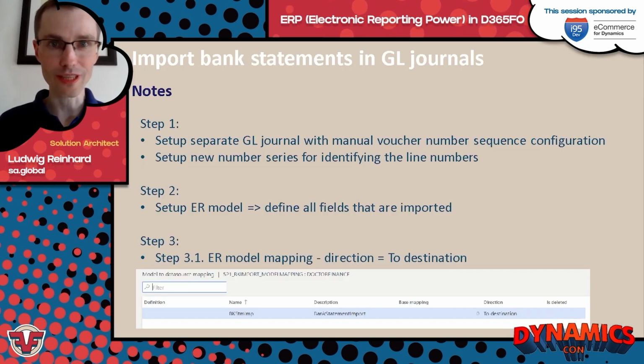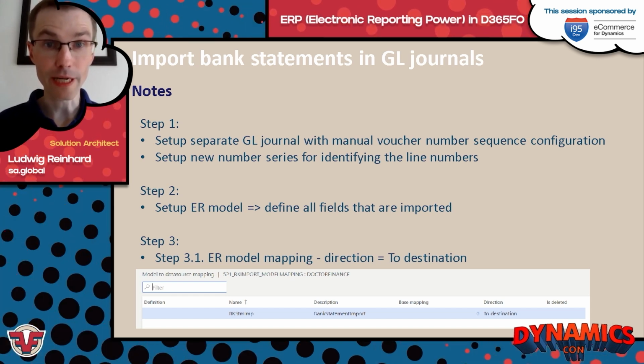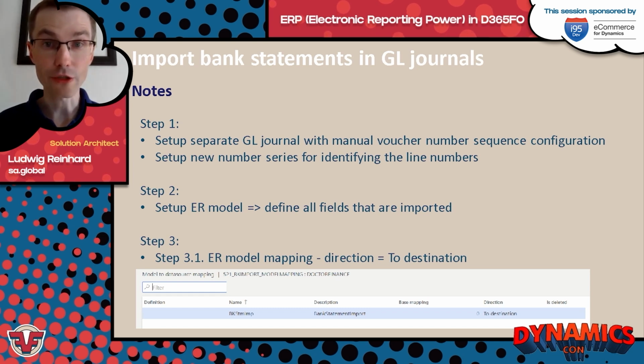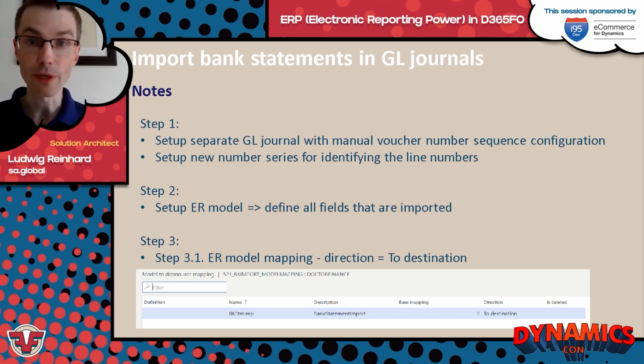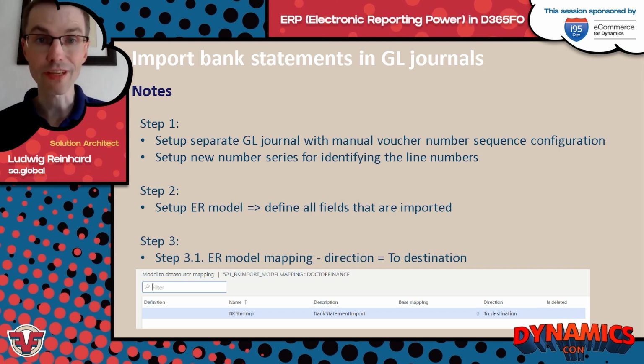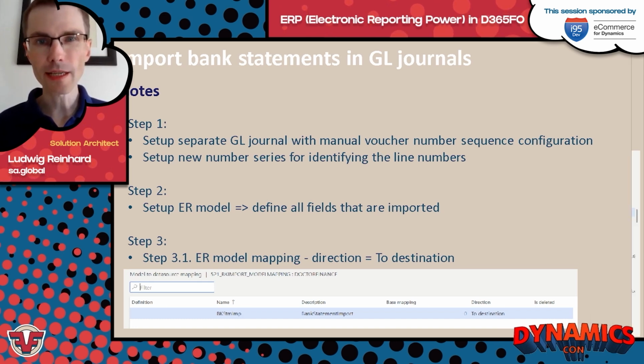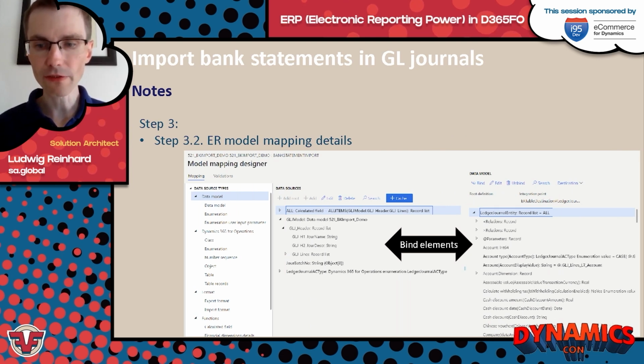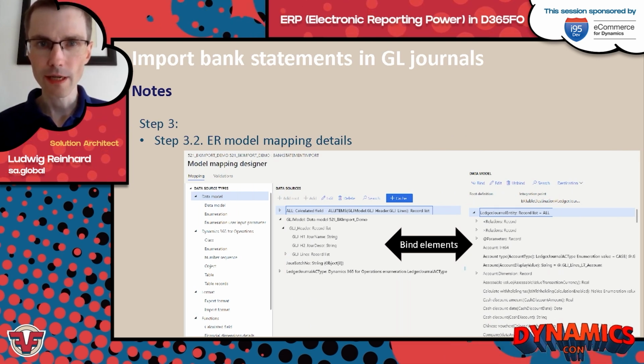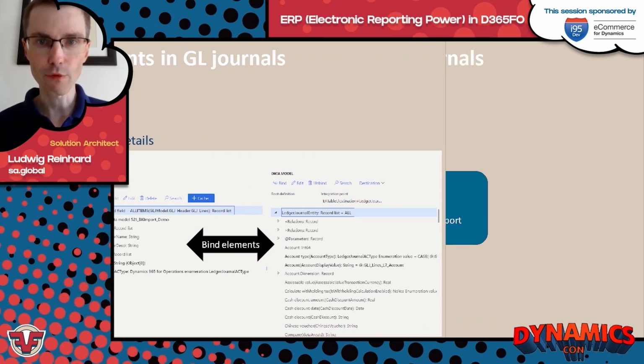Okay, so after this short demonstration, let's go over some notes that help you to set up and configure your system in a similar way. The first step that is required is you need to create a special general ledger journal with a manual number sequence that is required for importing the different statements. Then step 2 and step 3 just summarize what I showed you before in the system, and they basically talk about the setup of the electronic reporting model and the model mapping. Also here on the next slide, I explained and demonstrated the model mappings that are needed. So we can quickly go over that and stop then here at step number 4 when it comes to the configuration.